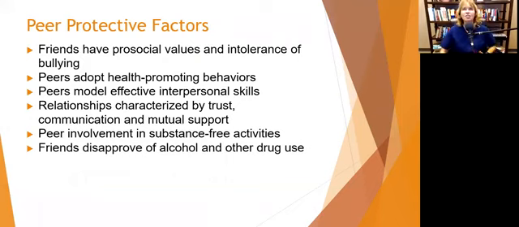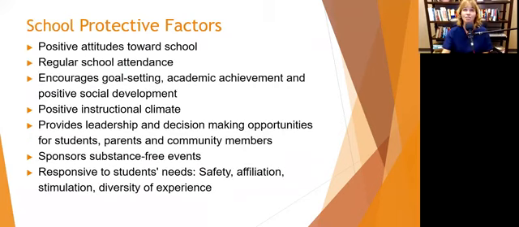Peer protective factors include pro-social values, intolerance of bullying, health promoting behaviors. So peers that are into exercising and eating healthy are going to greatly influence one another. Peers model effective interpersonal skills. Relationships are characterized by trust, communication, and mutual support. Peers are mutually involved in substance-free activities, and they disapprove of alcohol and drug use. Remember, peers are pretty much the greatest influence on youth at this age.